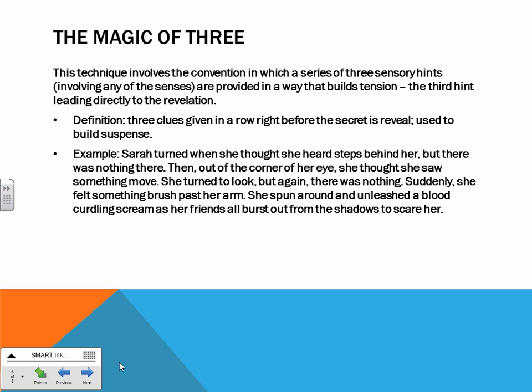In this example, Sarah thinking she heard something was the first hint. And then her seeing something out of the corner of her eye is the second hint. And then feeling something brush past her is the third hint before she spins around and figures out what's going on. So be sure to add all three of these words to your dictionary and their definitions.